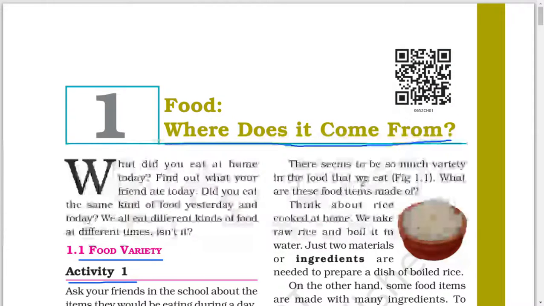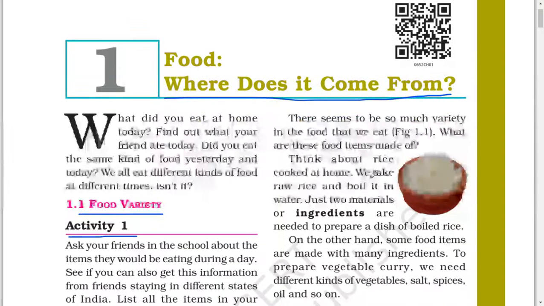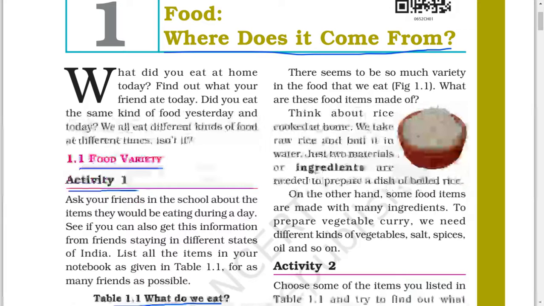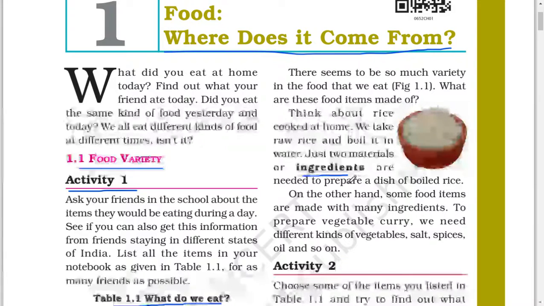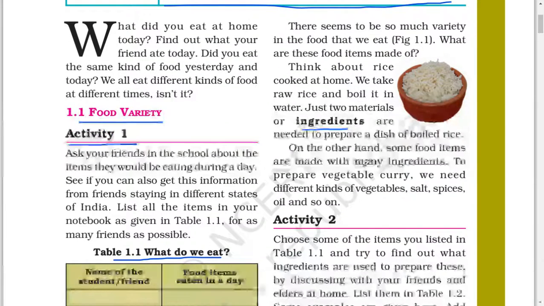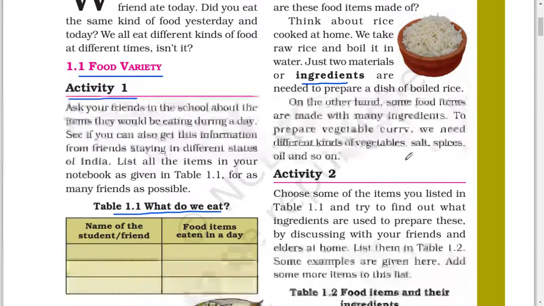There seems to be so much variety in the food that we eat. What are these food items made of? Think about the food cooked at home. Rice cooked at home: we take raw rice and boil it in water. Just two materials or ingredients are needed to prepare a dish of boiled rice. On the other hand, some food items are made with many ingredients. To prepare vegetable curry, we need different kinds of vegetables, salt, spices, oil, and so on.